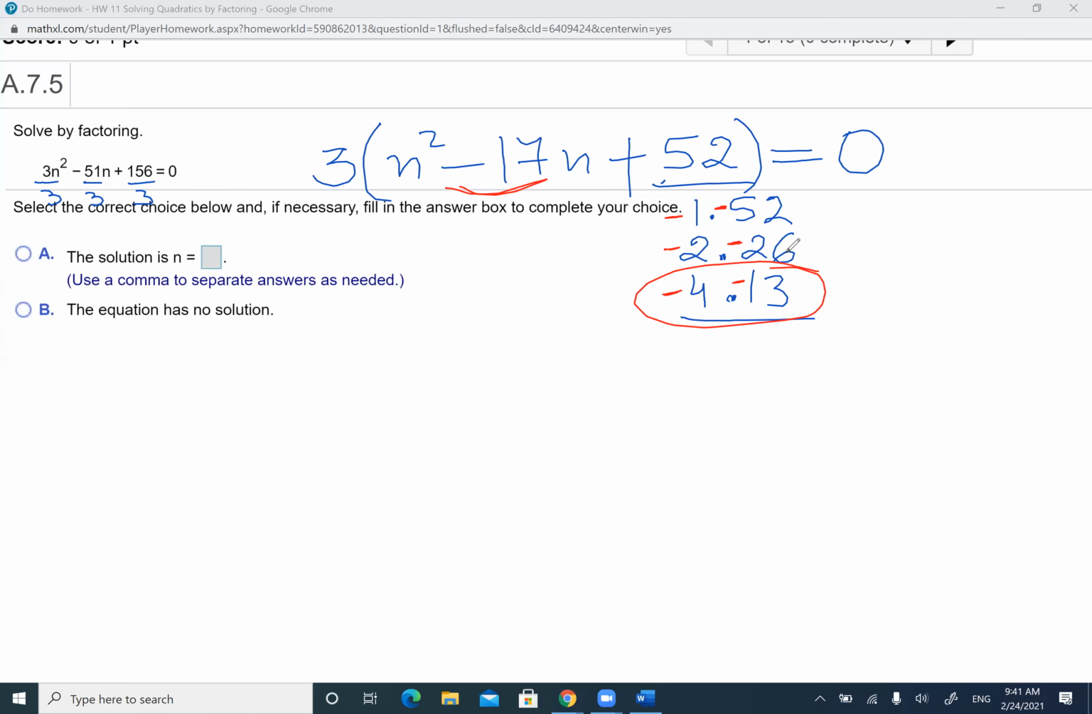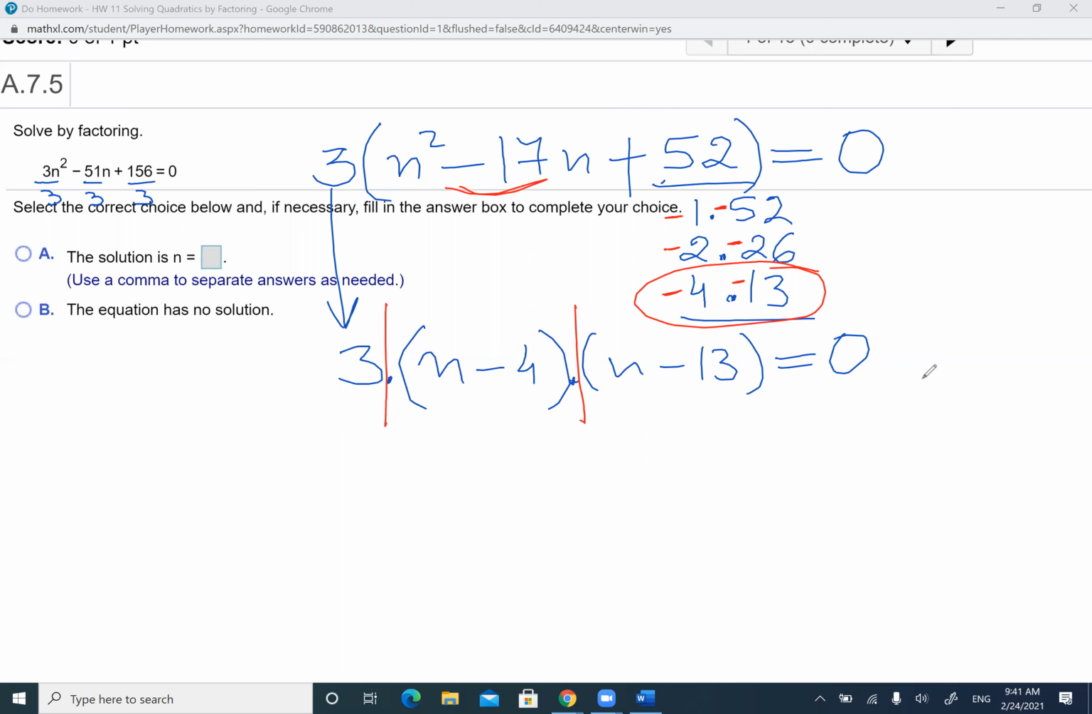So these are my magic numbers, and I'm just going to put n next to the numbers to factor. So careful, the letter is n. So it's going to be n minus 4, n minus 13, but it's equal 0, and I have that 3 in front. We have to bring the 3 down. So this is how you factor. You have 3 times this equals 0. Now here we're using the zero product property, which means if you have a product equals 0, you can set each of the factors to 0. So I'm going to solve 3 equals 0, this equals 0, this equals 0.